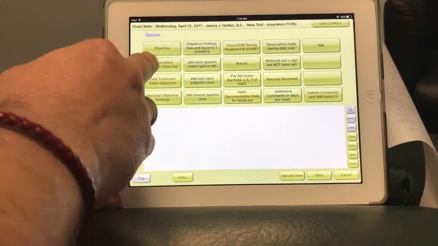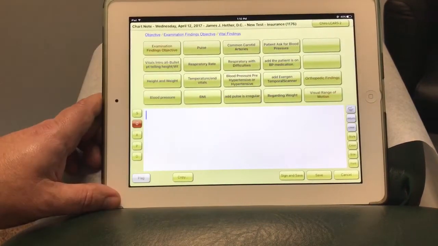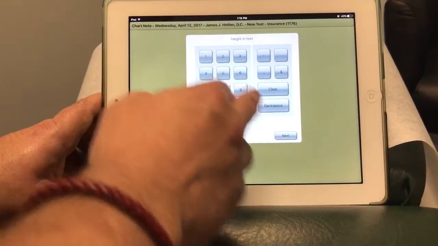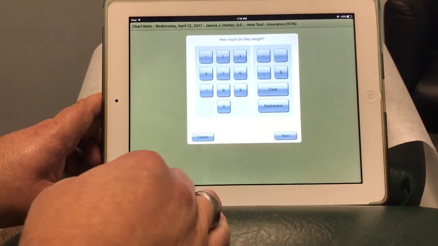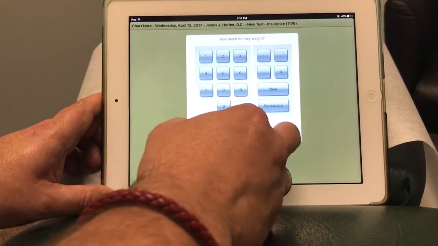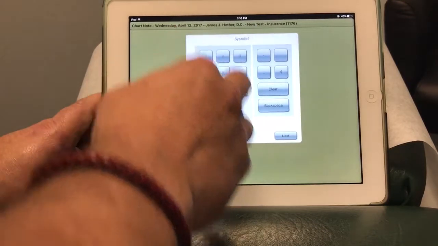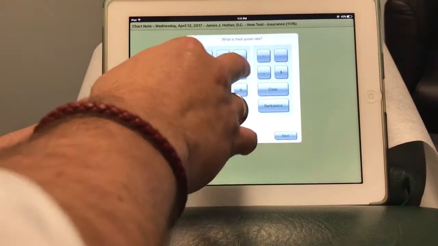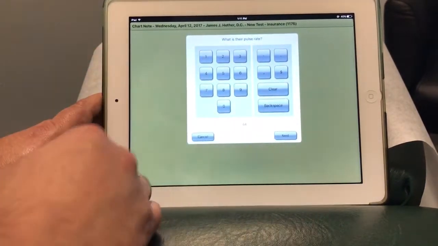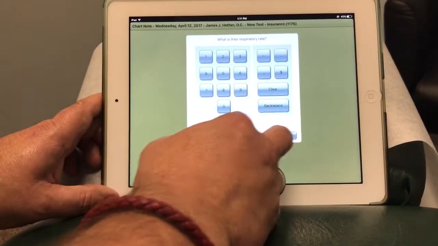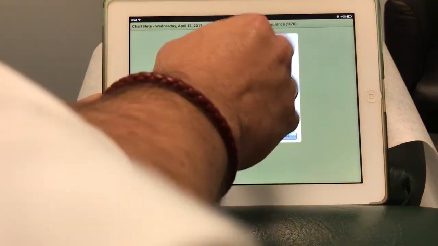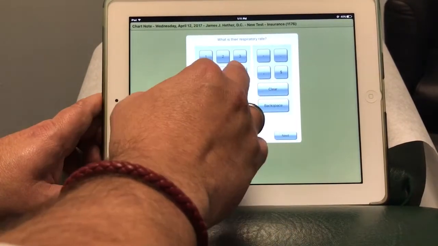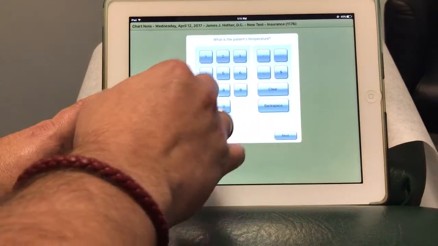From there, we move over to the examination findings under vitals. We can say that the person is 5 foot 5 inches, and that they weigh about 180 pounds, and that their blood pressure was 120/80, and that their pulse was 64. Their respiratory rate was 16, and their temperature was 97.5.